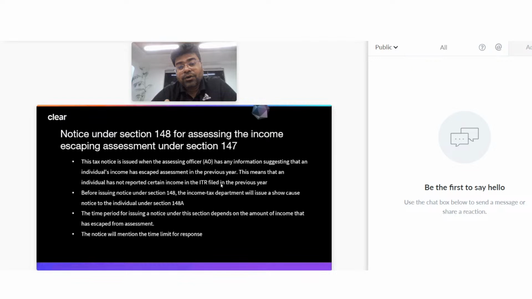Now, if you have claimed this type of thing in your income tax return fictitiously, then it's better you go ahead and file an ITR-U, updated income tax return, and pay the tax dues.